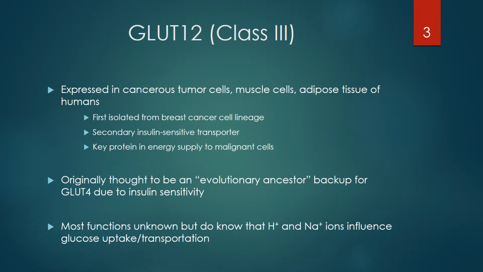GLUT12 was originally thought to be an ancestor to GLUT4 due to their insulin sensitivity, but the majority of the functions of GLUT12 are unknown. But it is known that sodium and hydrogen ions do influence the uptake of glucose and transportation by GLUT12.